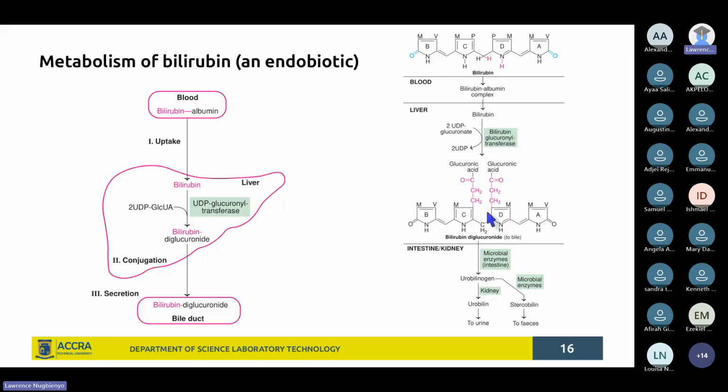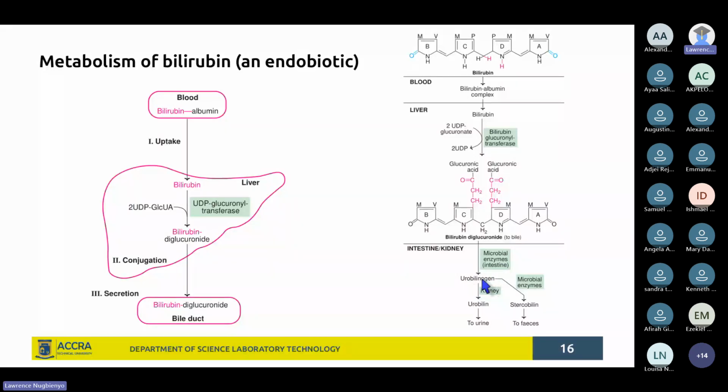So the glucuronic acid residues are what are being shown in red here, which are bound on the bilirubin residue, giving you that bilirubin diglucuronide. This then is secreted to the bile, stored there in the gallbladder, and from there, when bile is secreted into the duodenum, you have it getting converted by some microbial enzymes in the intestine into urobilinogen.